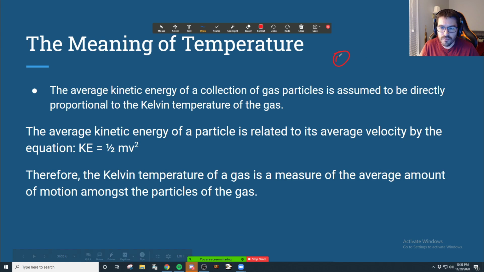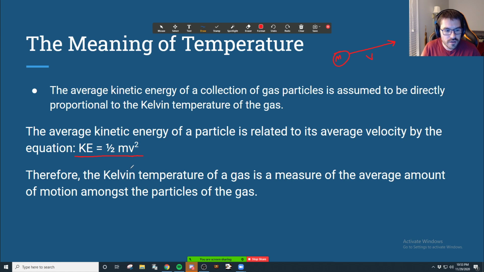Any one particle is going to have a mass, probably pretty small, not a very large mass, but it is going to have mass, and it's going to have some sort of velocity. You can calculate the kinetic energy of an object using this equation: kinetic energy is equal to 1/2 times mass times velocity squared. You'll learn this in physics if you haven't already. This is how you calculate kinetic energy, the energy of motion of a particle.